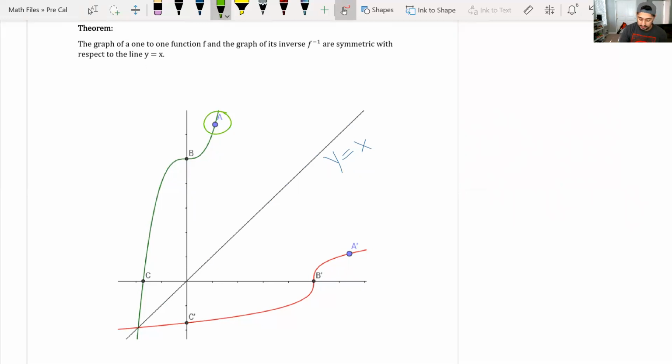If I reflect it across the line, you get A prime, or just the symmetric point of A. Same thing, here's B, reflected across, there's B prime. So you could do that with any point you wanted. So mainly, graphically, to check if you have inverses, they must be symmetric about the line y equals x. All right? Okay, cool. So that's easy.